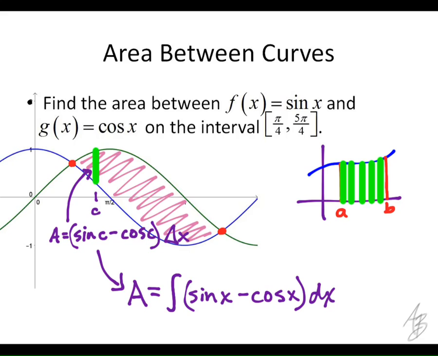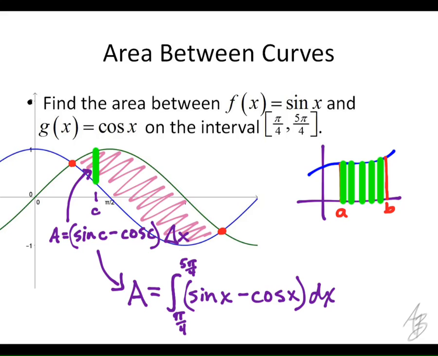And we need to add up the rectangles all the way from where to where? Pi over 4 to 5 pi over 4. And there you have it. That integral right there is going to tell you the area between sine and cosine on that interval.